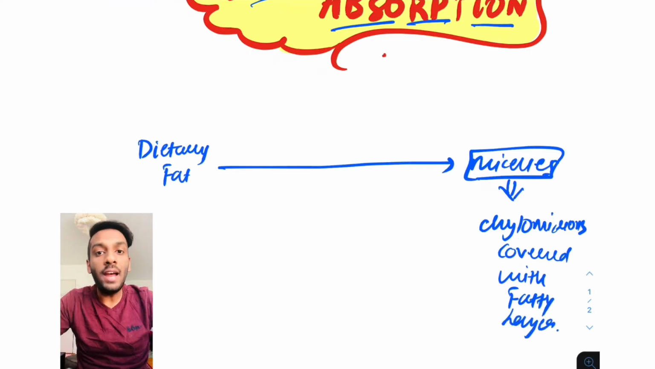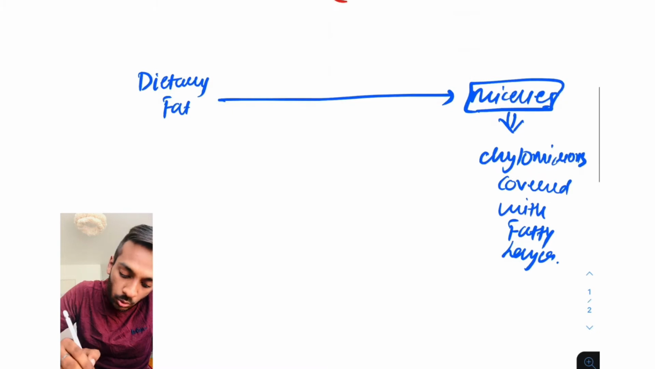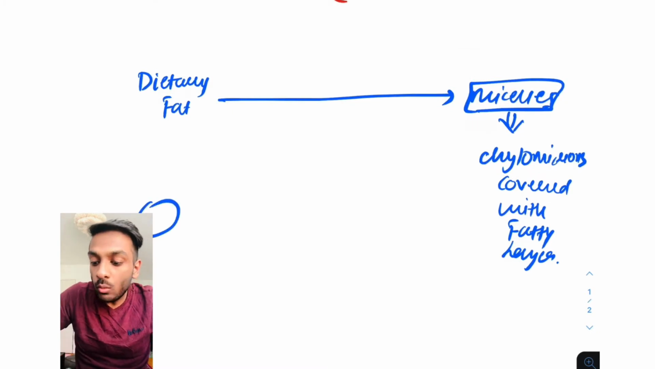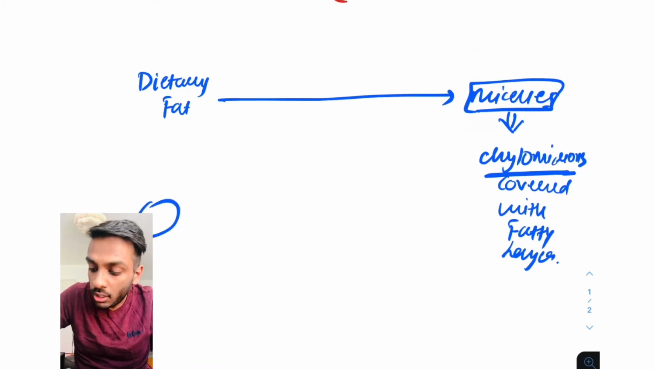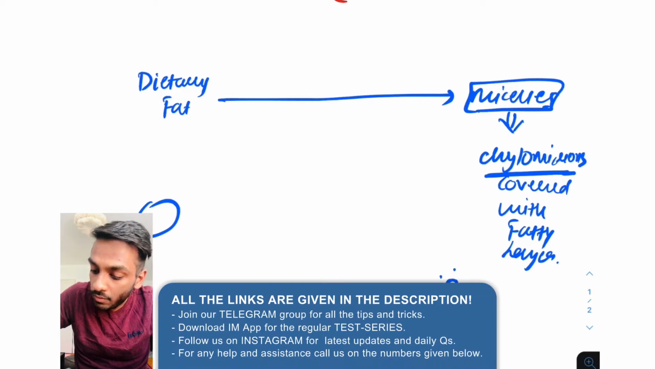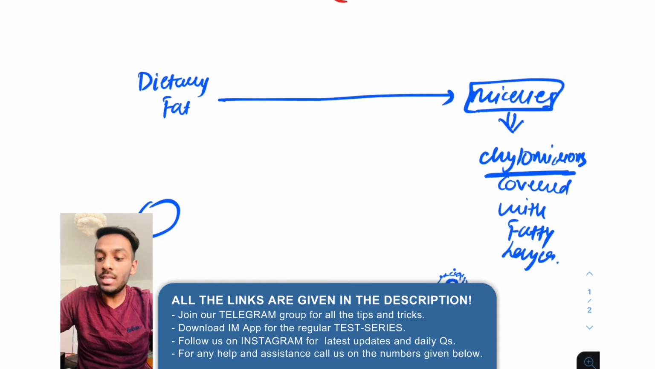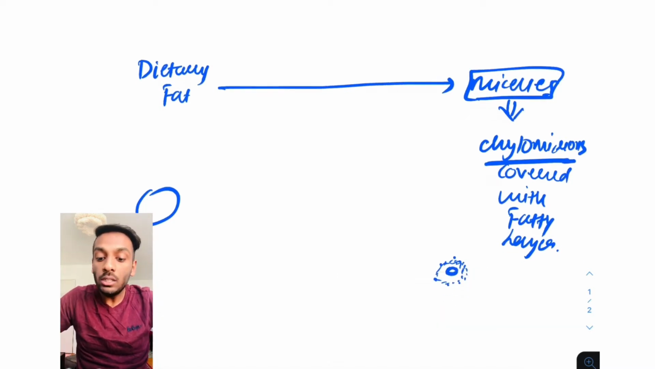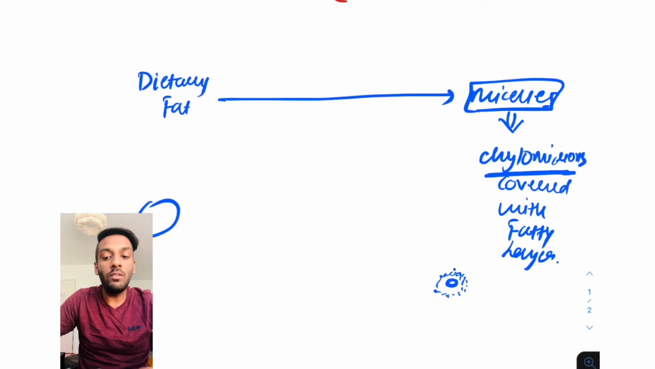It means the dietary fat, which is a large molecule, is converted into chylomicrons, the small molecules, and a fatty layer will be covering this chylomicron. This is called a micelle. Now the question arises: how is this dietary fat converted into micelles?